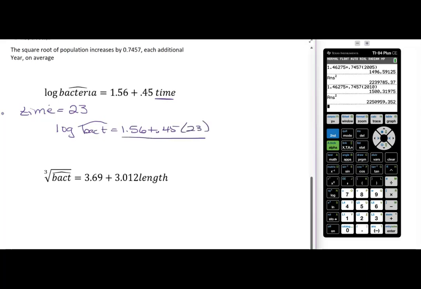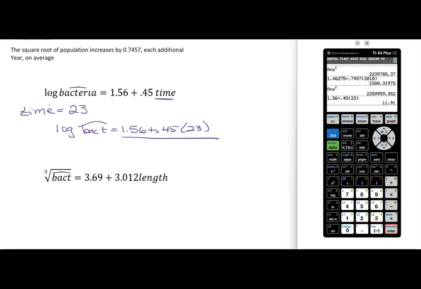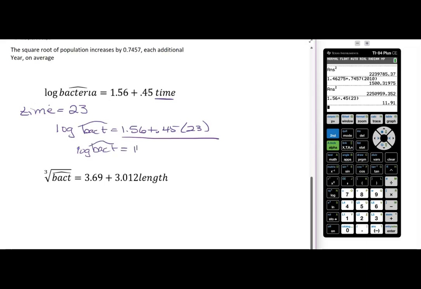I can plug everything right into my calculator, so I'm going to do that. So 1.56 plus 0.45 parentheses 23, and I hit enter. And so I have log of bacteria equals 11.91.